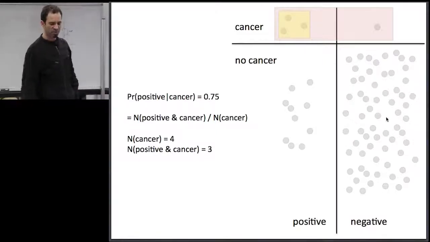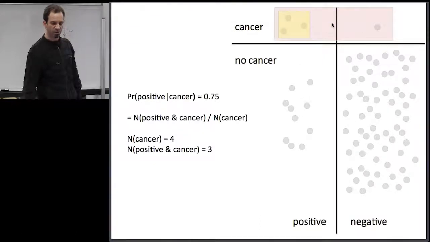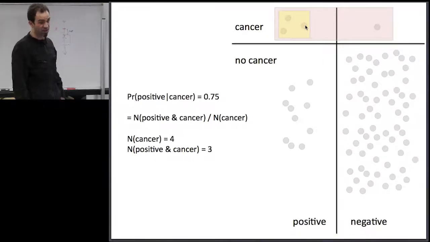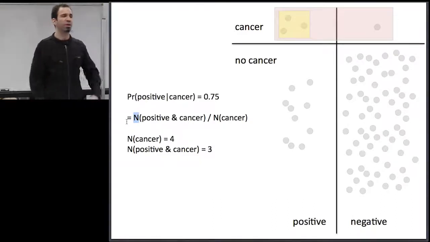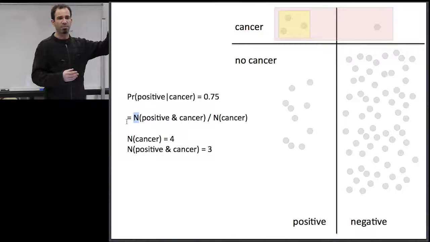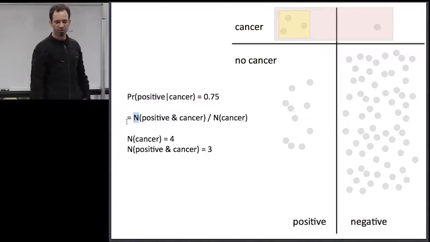So now I'm going to express these conditional probabilities. Probability of positive given cancer. Well, I know all of the things above this line are the people who have cancer. And all of the things in this little box are the people who have a positive test and have cancer. So what I want to ask is, what fraction is this yellow stuff of this pink stuff? And so I'm expressing the probabilities. N just means number of. I'm doing a straight-up probability calculation: number of cases of the thing I'm trying to get the probability of, divided by the overall number of cases. So far, so good?